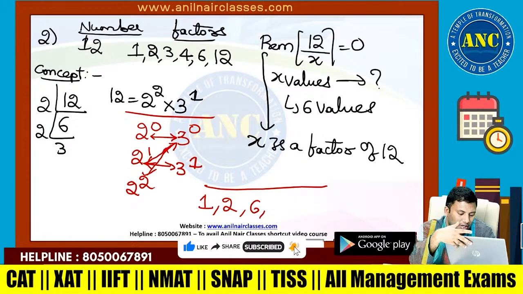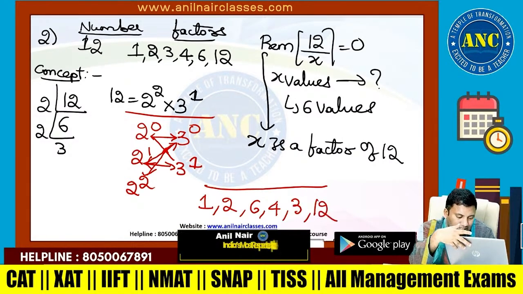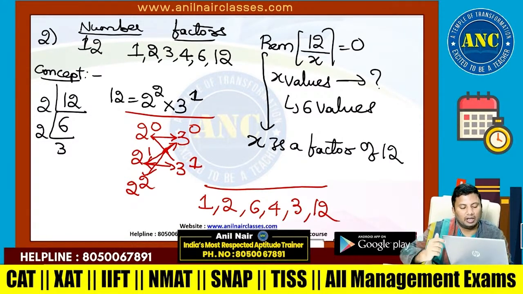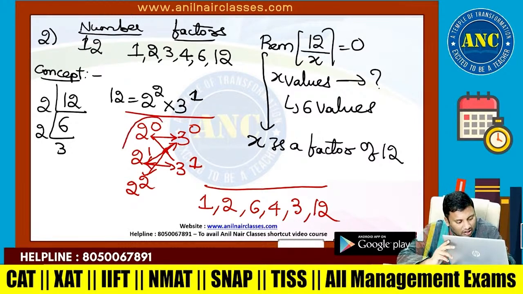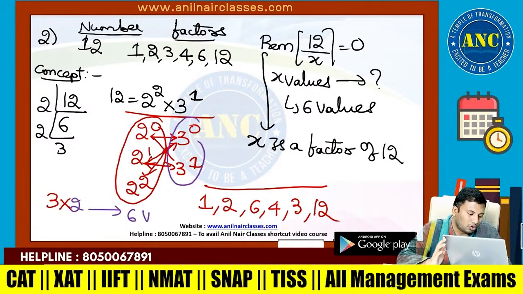4 into 1, 4 is a factor. 2 power 0 into 3 power 1, 3 is a factor. 4 into 3, 12 is a factor. Total 6 combinations I got. What are those 6 combinations? These are nothing but the total 3 values power of 2 can take: 2 power 0, 2 power 1, 2 power 2. These are the total 2 values 3 power 1 will take. So total 3 into 2, 6 factors are there for 12.